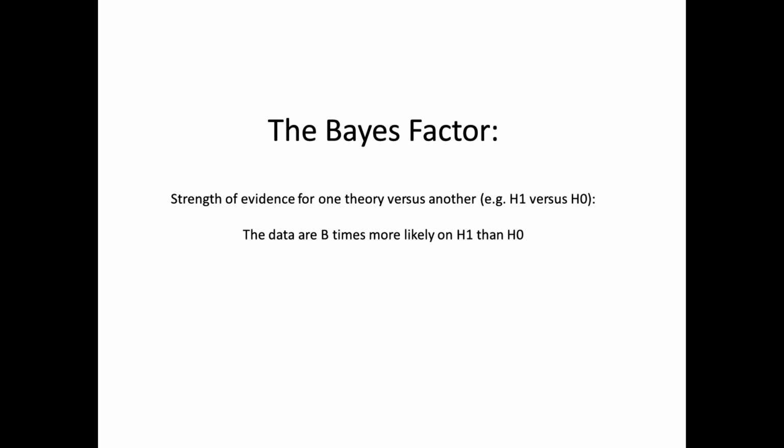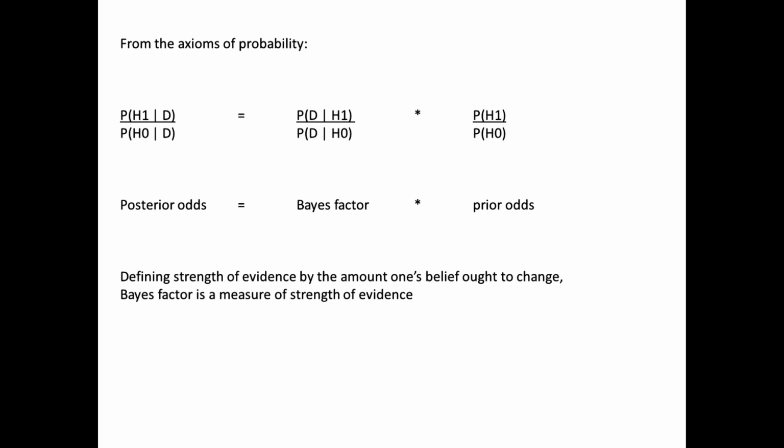So I suggested the solution to this was the Bayes factor. At least one solution, it doesn't solve all our problems, but I think it's part of the solution. And I pointed out the Bayes factor is the amount by which you should change your prior odds.